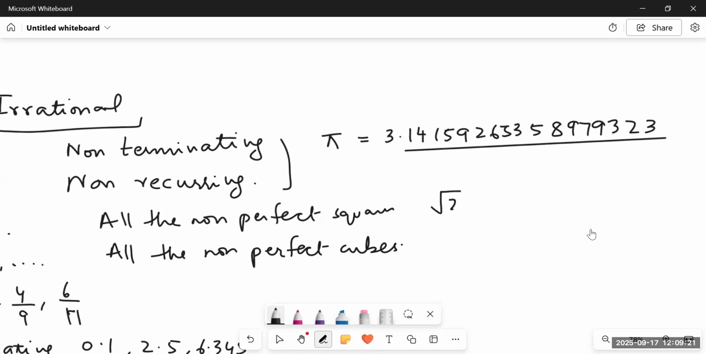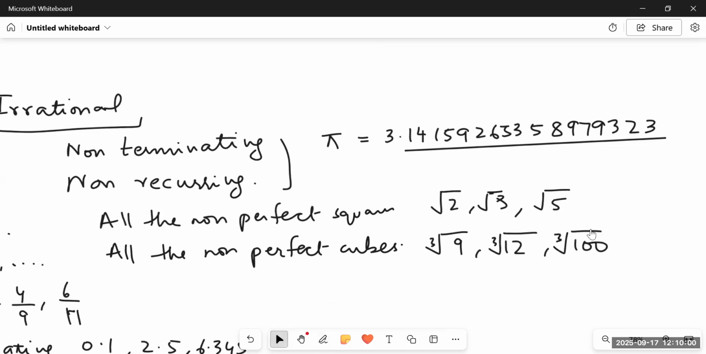Similarly, square root of 2, square root of 3, but not square root of 4. Under root 4, 4 is a perfect square. So all the square roots of perfect squares and the cube roots of perfect cubes are rational numbers. But the square roots of non-perfect squares and the cube roots of non-perfect cubes are irrational numbers. Similarly, the cube root of 5, cube root of 9, cube root of 12, cube root of 100. These are all non-perfect squares and non-perfect cubes. Hence, they are all irrational numbers.